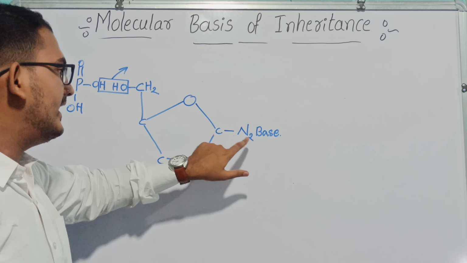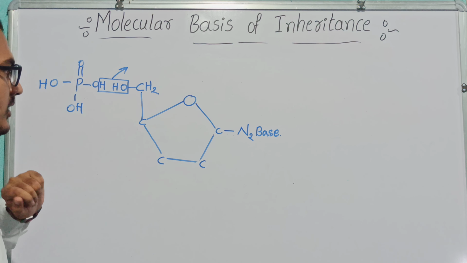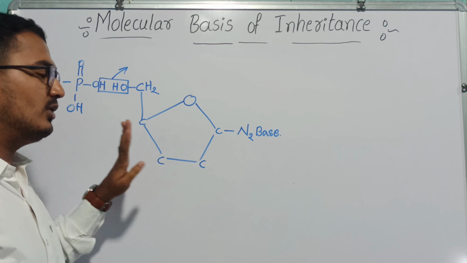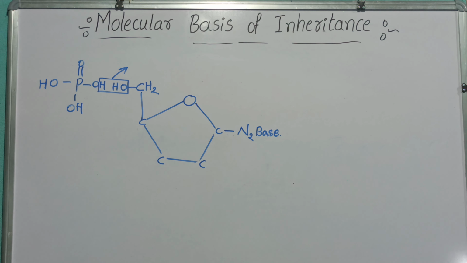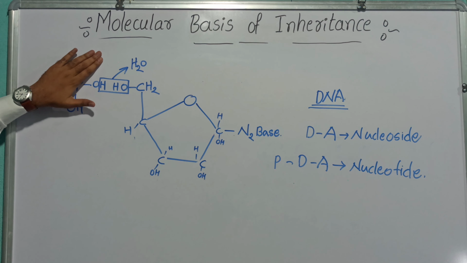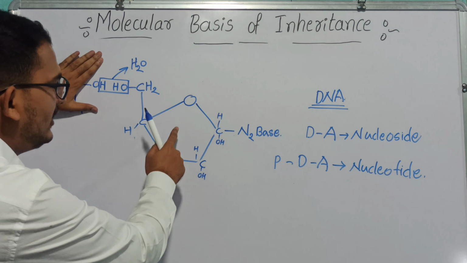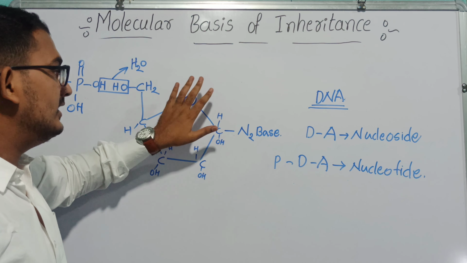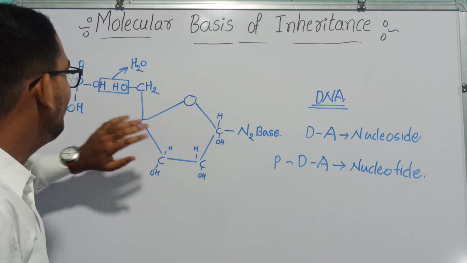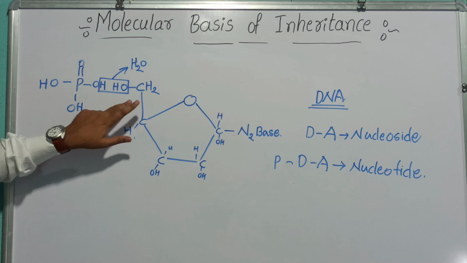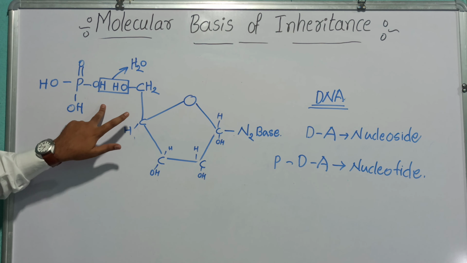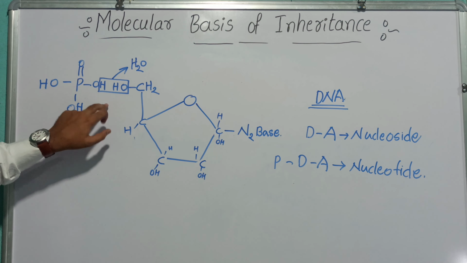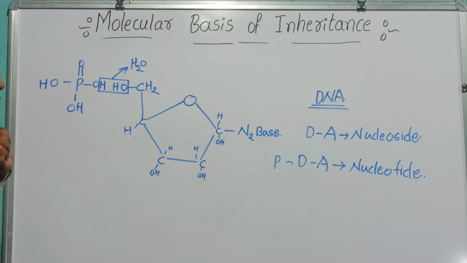Glycosidic bond is formed between the nitrogen base and the pentose sugar. Here the pentose sugar is ribose in case of RNA and deoxyribose in case of DNA. The structure except the phosphoric acid, that is the pentose sugar and the nitrogen base forming the glycosidic bond, is called nucleoside. If the phosphoric acid is attached at the fifth carbon of a pentose sugar by making a phosphodiester bond, then the whole structure is called nucleotide.